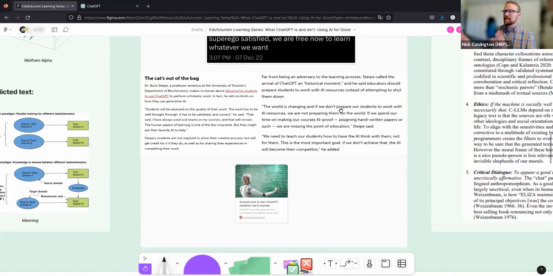And he goes on to say, the world is changing, and if we don't prepare our students to work with AI resources, we are not preparing them for the world. If we spend our time on making our courses AI proof, we are missing the point of education. We need to teach our students how to have the AI think with them, not for them. This is the most important goal. If we don't achieve that, the AI will become their competitor.